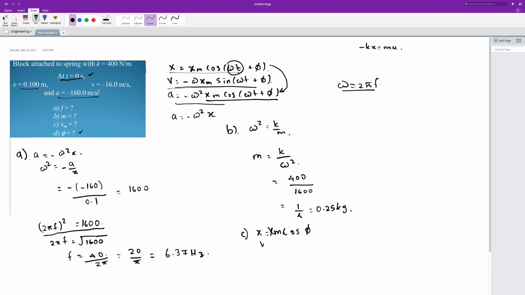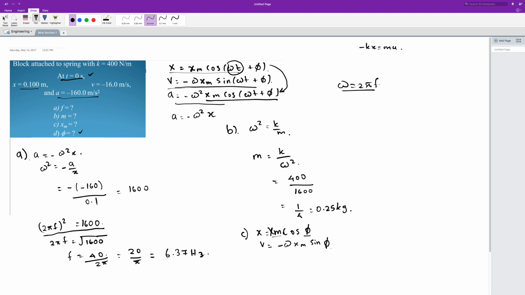Now the velocity equation, v is equal to minus omega xm sine, and omega t is eliminated, so it's going to be sine phi. Now I can rearrange this one and bring this to the other side, because we have two unknowns right here: phi and the amplitude. We have to eliminate one of these to find the other one. First, I'm going to eliminate the amplitude. Let's see how we can do it.